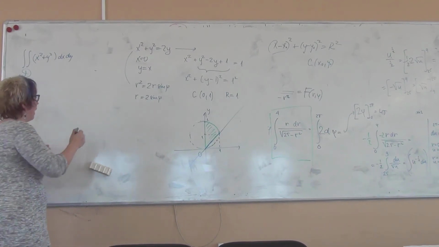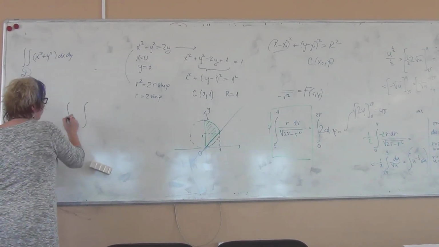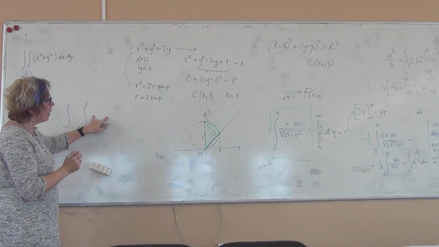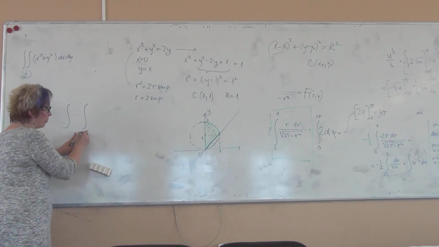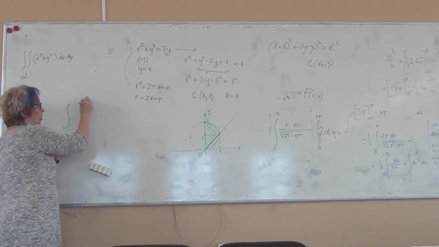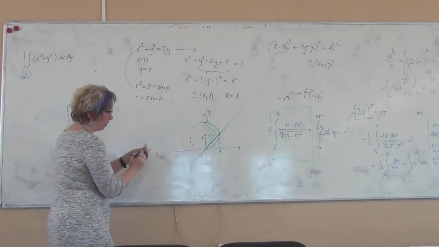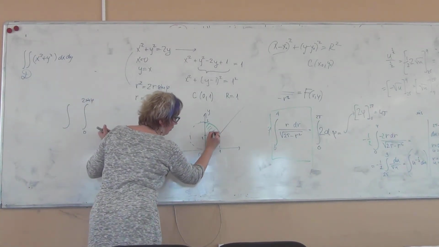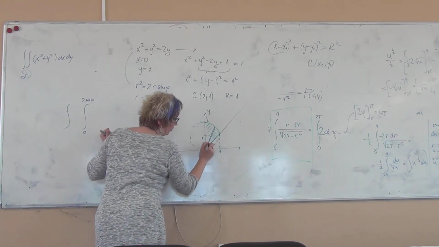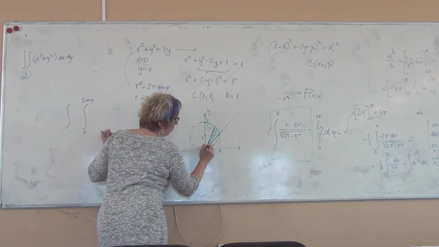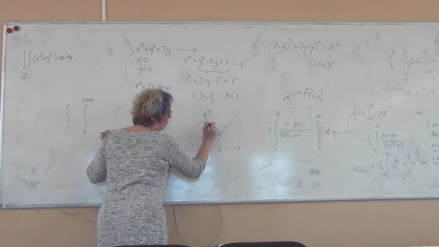So this means that if I integrate first by r, the r values will go from 0 to 2 sine phi, because my direction of integration will be like this. From this to this, from this to this, like that.